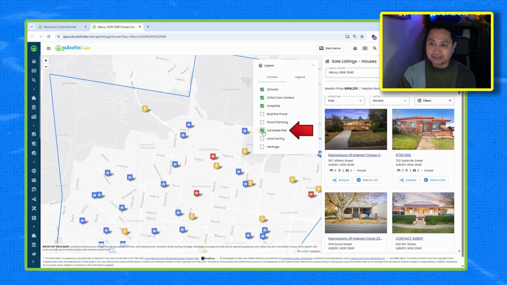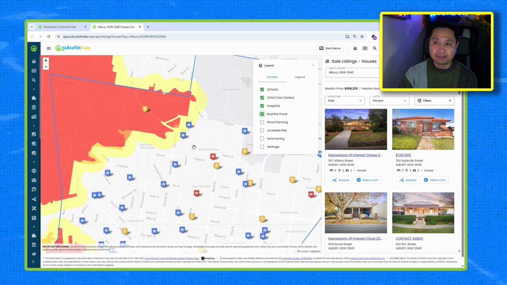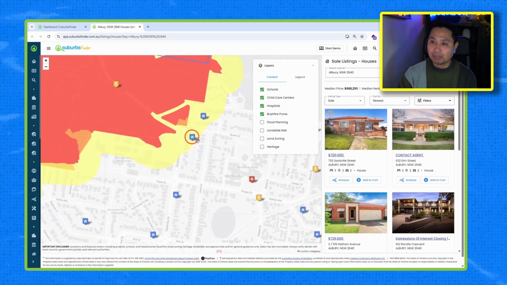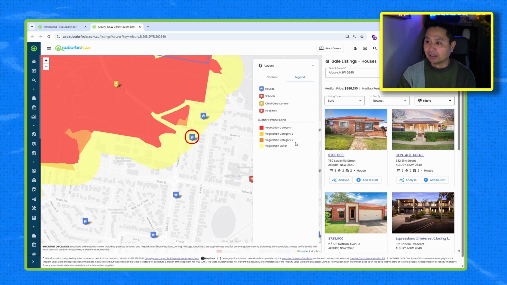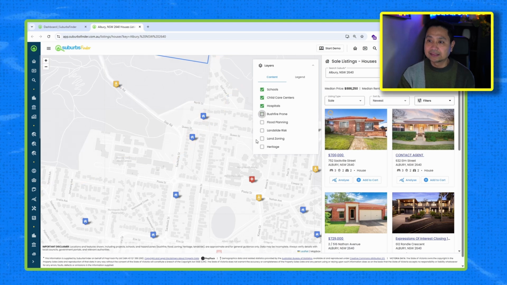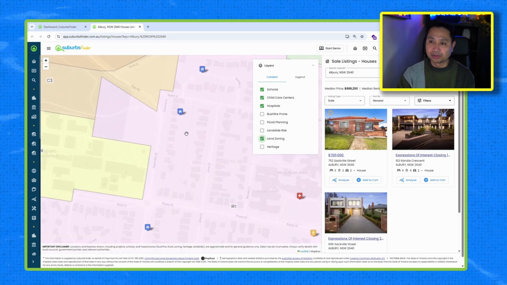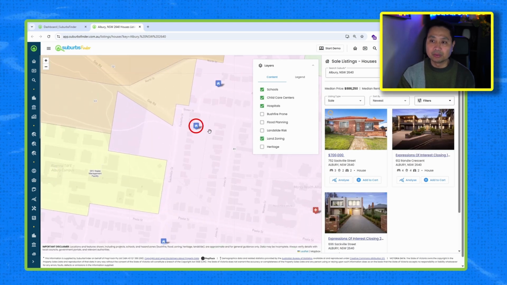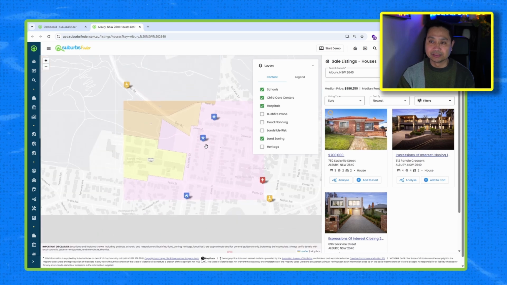Is it on a landslide zone? It's not. Is it on the flood maps? It's not. Is it in a bushfire prone area? It is, but it is on the buffer of the bushfire area, as you can see here in the legend. Next is, what's the zoning of the land? So currently it is on R1, which is general residential zone.